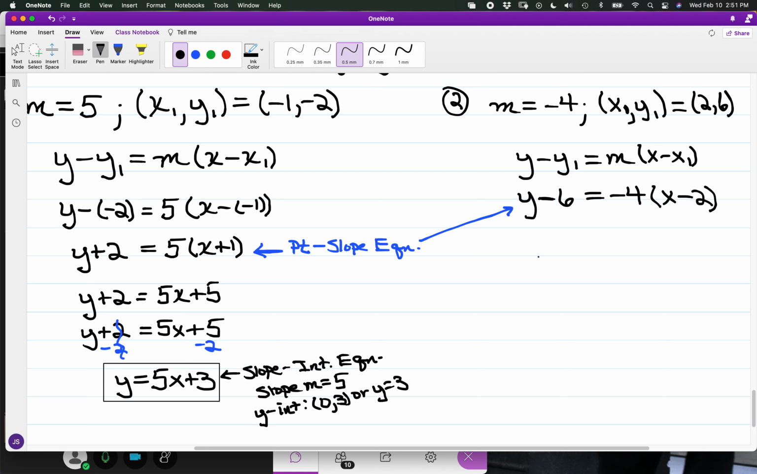And looking for the slope-intercept form, I have y minus 6, and distributing negative 4 over the quantity of x minus 2, I'm going to have negative 4x plus 8. And getting the y by itself, we're going to add 6 to both sides.